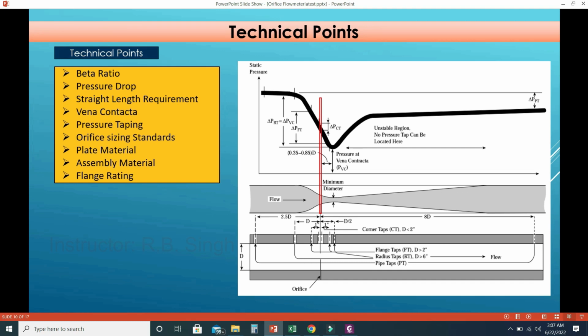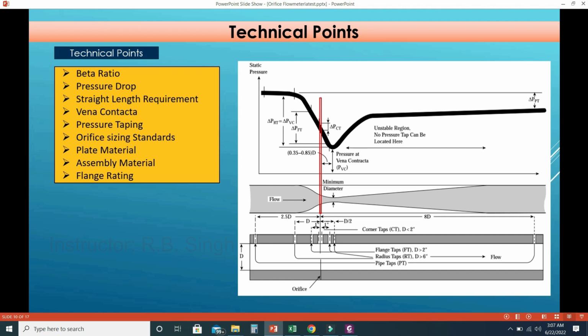So this is the beta ratio and it can be from 0.175 to 0.75. In between, the beta ratio can vary. Whenever we do the calculations, its value will vary. Sometimes the beta ratio will be larger, sometimes smaller. There are some points to consider in beta ratio: what will happen if the beta ratio is small and what will happen if it is large.